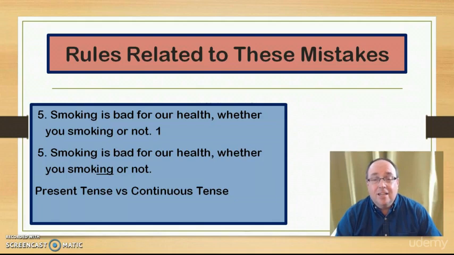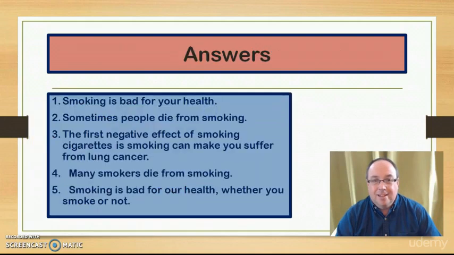Now the next slide gives you all the answers just in writing so you can read them over. Let's read them together. Smoking is bad for your health. Number 2, sometimes people die from smoking. Number 3, the first negative effect of smoking cigarettes is smoking can make you suffer from lung cancer. Number 4, many smokers die from smoking. And the last one, smoking is bad for our health, whether you smoke or not.